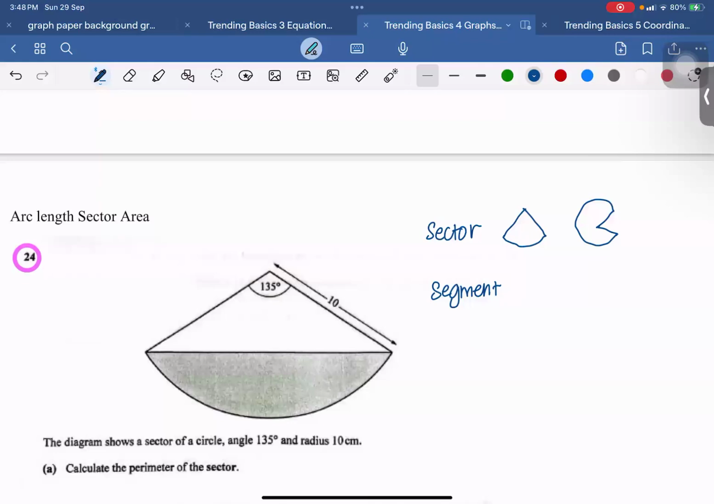Okay. Segment is the ice cream cone, the pizza, you cut away the triangle, only left the ice cream on top of the ice cream cone. Or you ask the Pac-Man to shut up. Okay, the triangle is missing. So you must know the keyword. What is a sector? What is a segment?